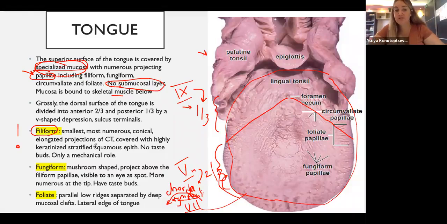Where are they present? Everywhere. You're going to see that filiform papilla are present everywhere on your tongue because they have a mechanical role. They're used for scraping. Have you ever seen the tongue of a cat?